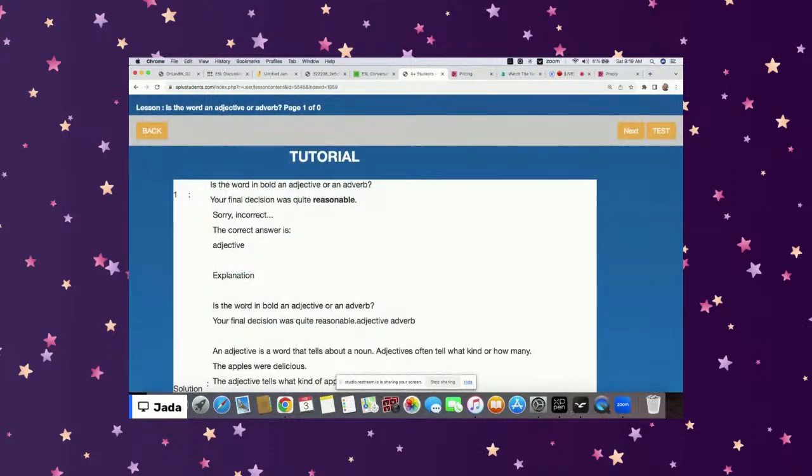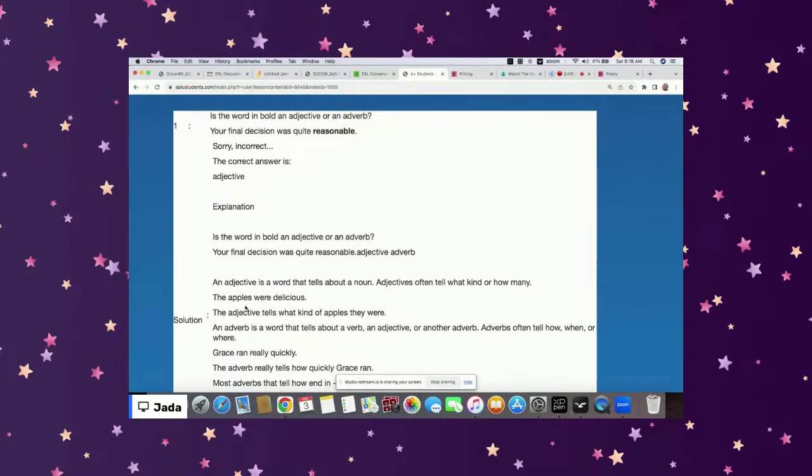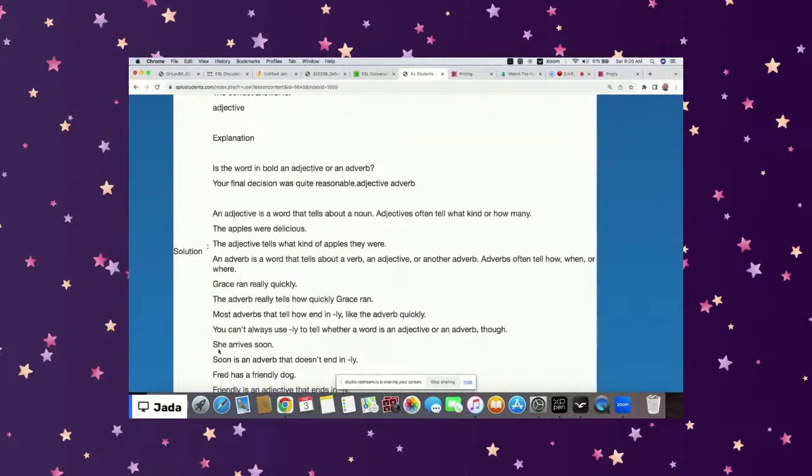Let's get more examples before we go to the test. Your final decision was quite reasonable. Okay, so I will explain again the adjective and adverb. So, an adjective is a word that tells about a noun. An adjective will be telling you more about a noun, and adjectives often tell what kind or how many. So, when we say what kind or how many, we simply mean like what kind of apple did you eat?